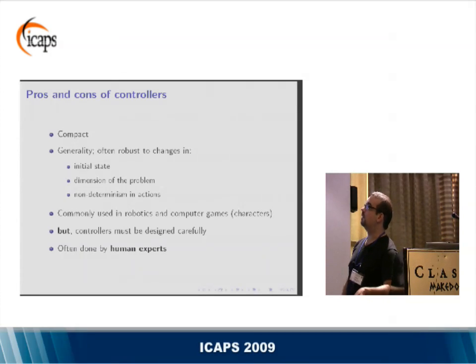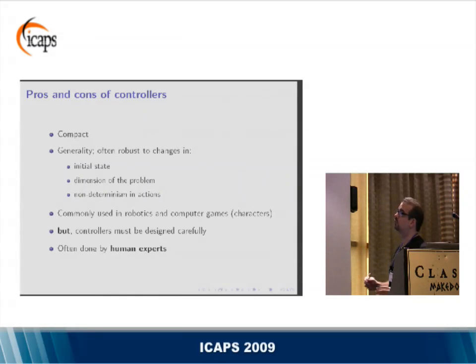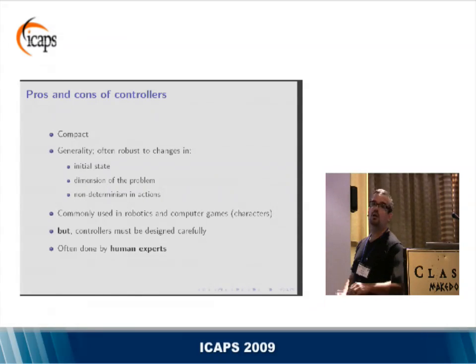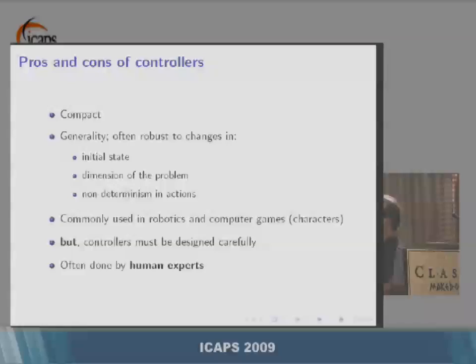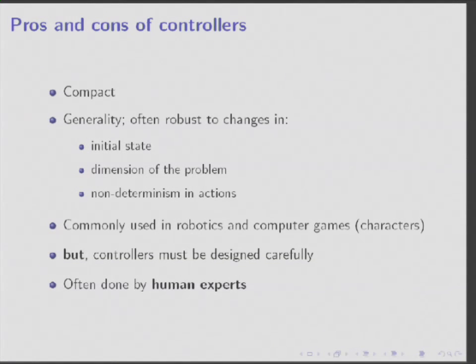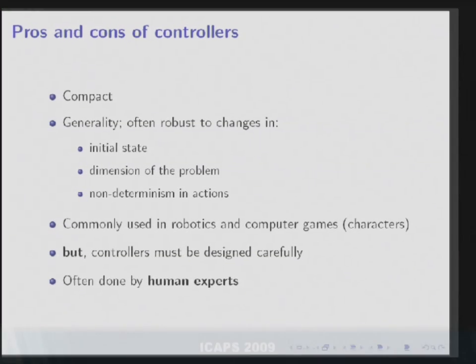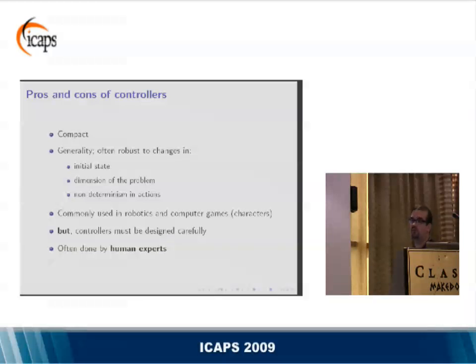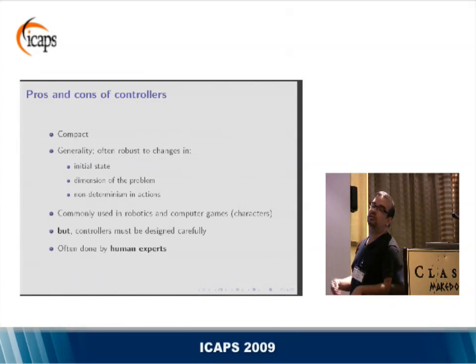So what are the advantages and disadvantages of the controller? Well, the advantages are they're very compact. You can solve complex problems with really compact controllers. They are general and robust to changes in the initial state, the dimension of the problem, and also in non-determinism of the actions. They are commonly used in robotics and games, but they have to be designed carefully, and this is often done only by human experts. So we like controllers, but it's really difficult to compute them.